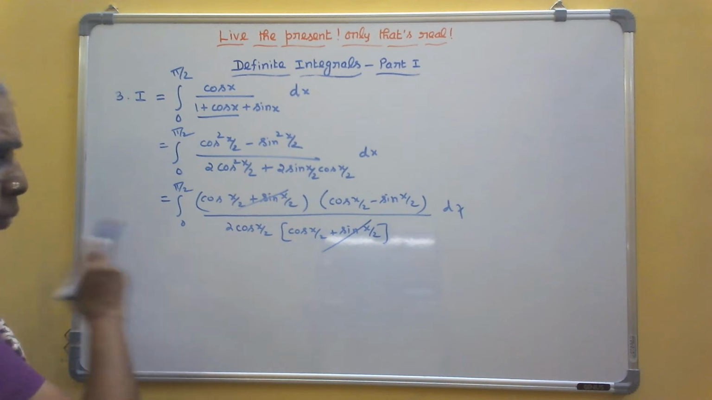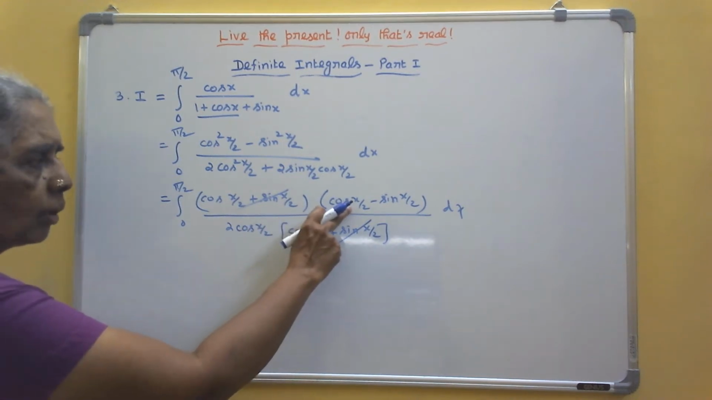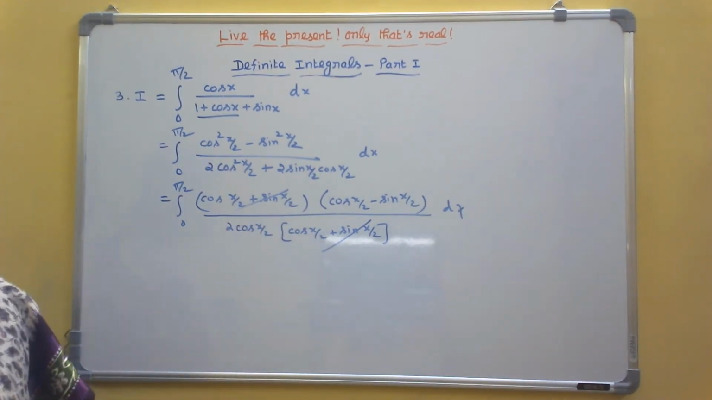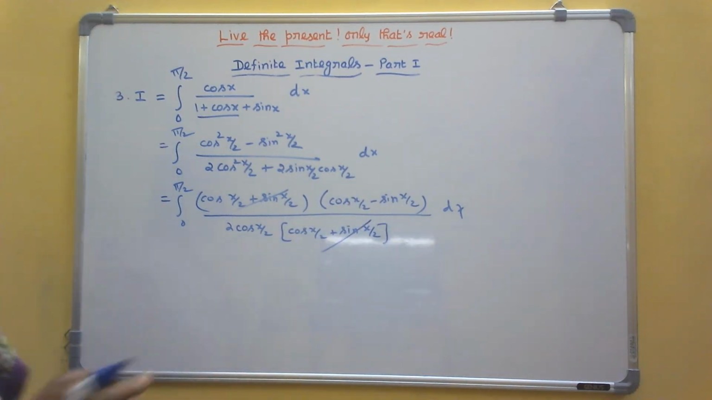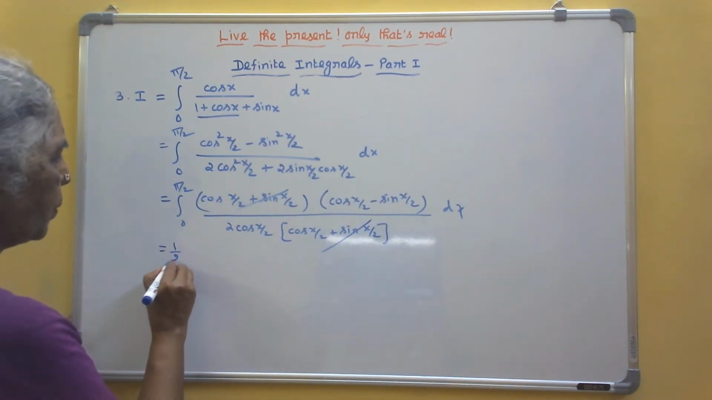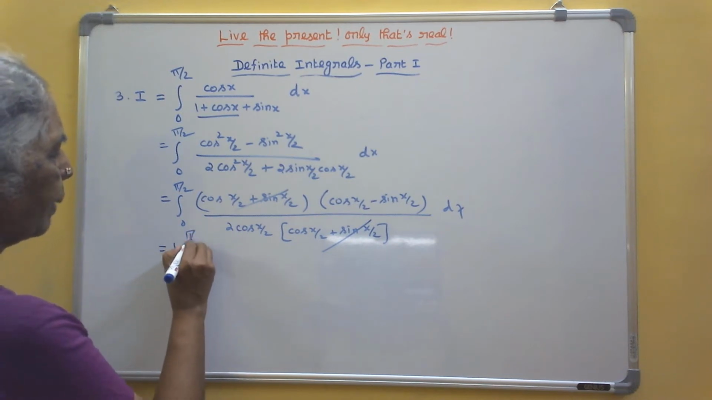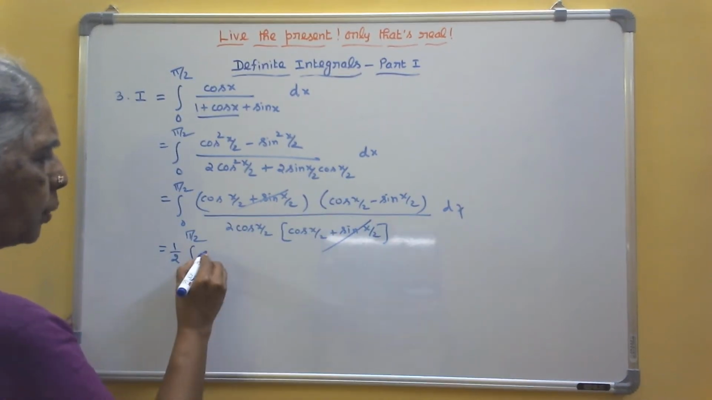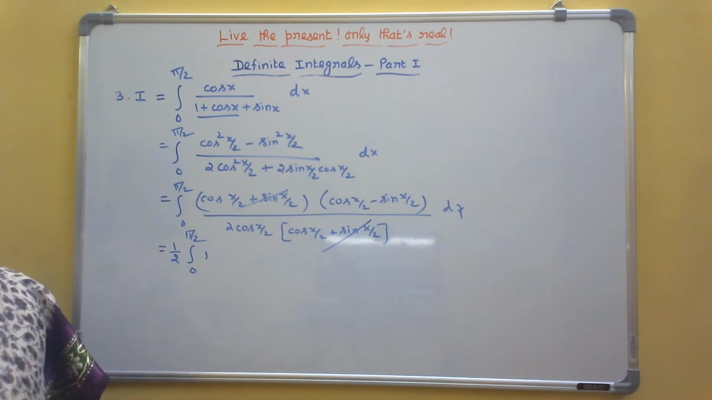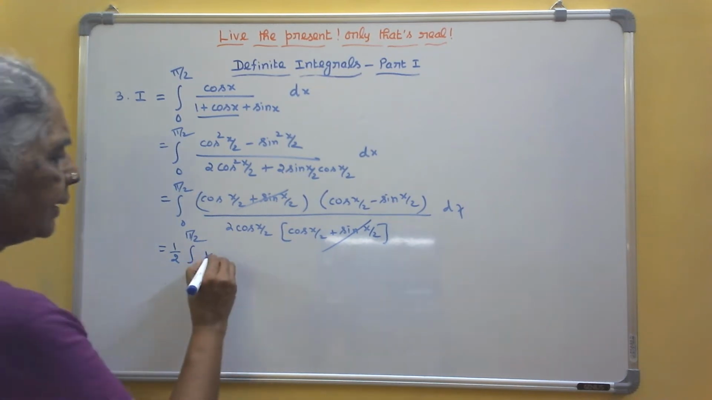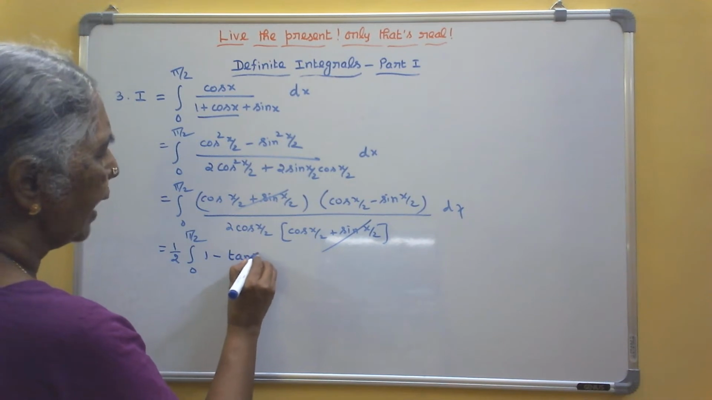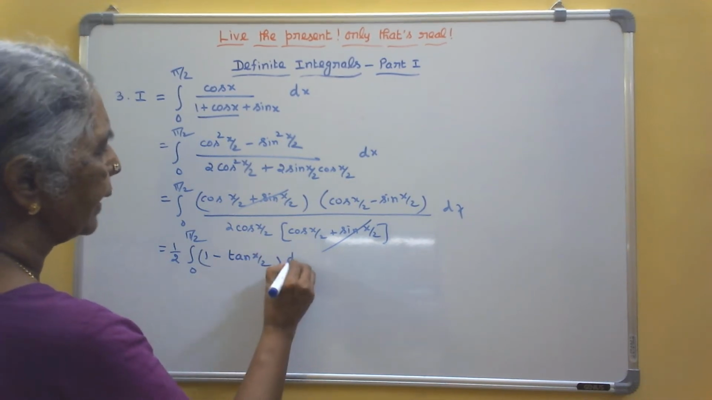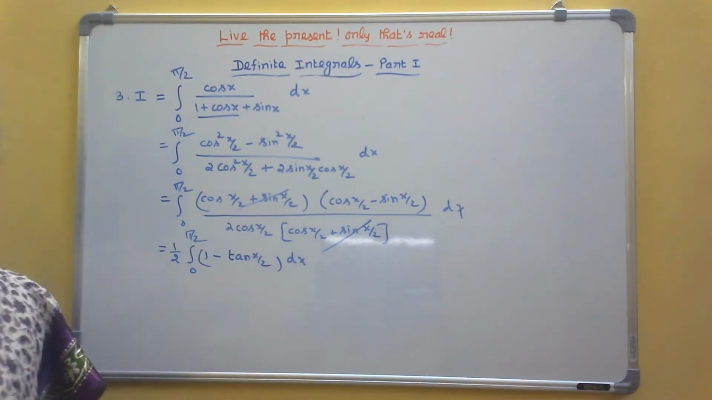Now you can take this 1 by 2 out. So you will get cos x by 2 by cos x by 2 minus sin x by 2 by cos x by 2. So now I will write the 1 by 2 out, 0 to pi by 2. First, cos x by 2 will cut each other, you will get 1. Then next is sin x by 2 by cos x by 2, which is tan x by 2, then dx. Both the terms are easily integrable.